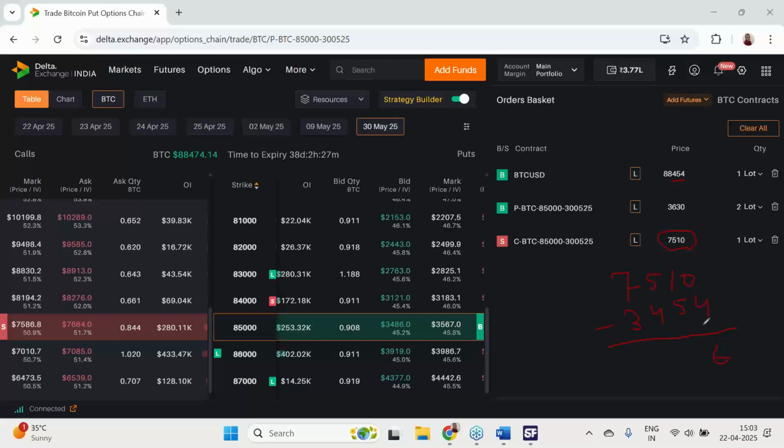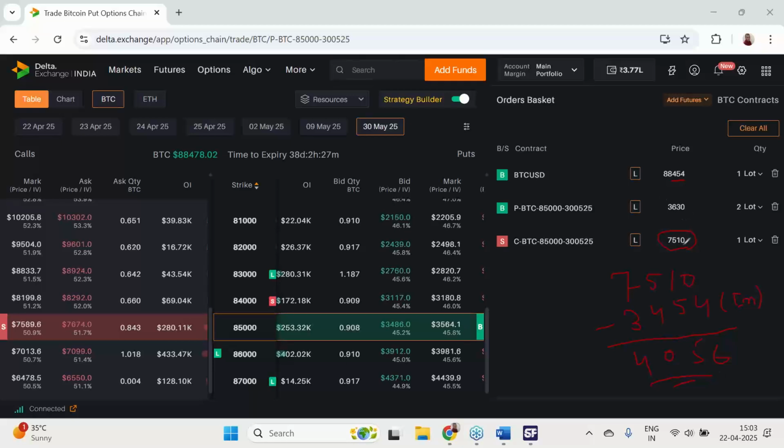So here 6, 10 5 are 5, 4 4 are 0 and 7 3 is 4. So 4056 is the time value in this call option. And this is the intrinsic value in the call option, or the delta it has added into this call option. So through this up move, it has added 3,454 points of the delta. Remaining is the time value.